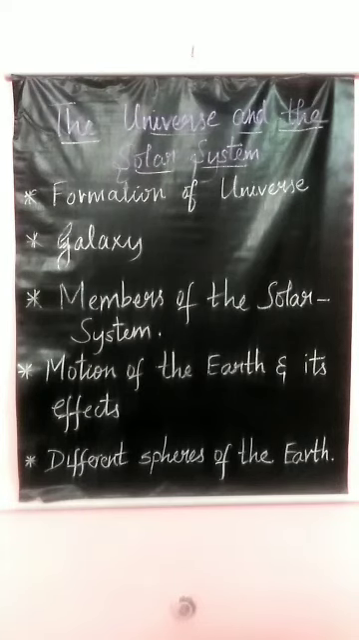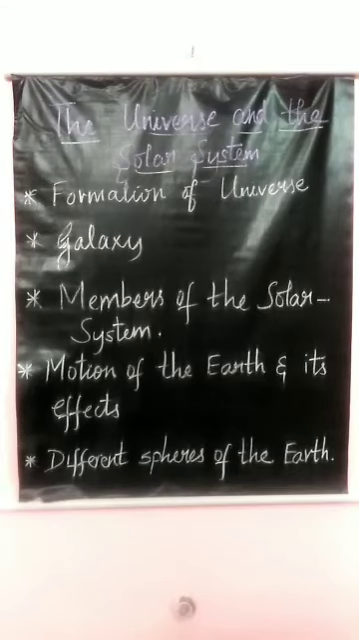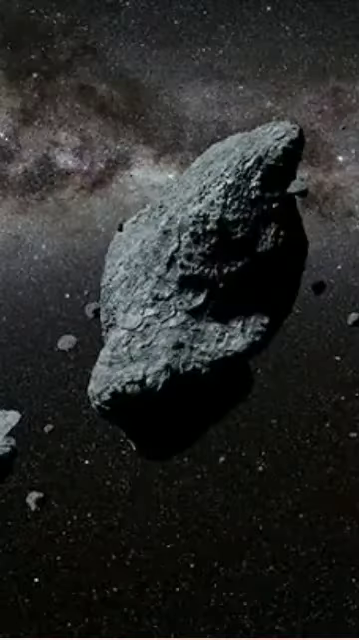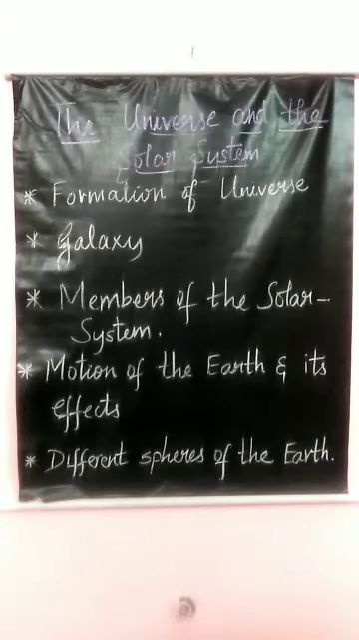Okay, what are satellites? Satellites are celestial bodies which revolve around the planets. The moon is the Earth's only satellite. Okay, what are asteroids? Asteroids are small solid objects that move around the Sun.